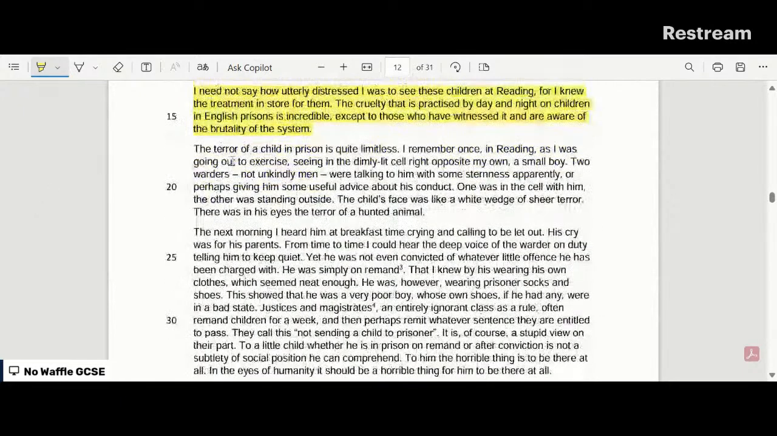The terror of a child in prison is quite limitless. I remember once in Reading, as I was going out to exercise, seeing in the dimly lit cell right opposite my own a small boy. Two warders, not unkindly men, were talking to him with some sternness, apparently, or perhaps giving him some useful advice about his conduct. One was in the cell with him, the other was standing outside. The child's face was like a white wedge of sheer terror. There was in his eyes the terror of a hunted animal.